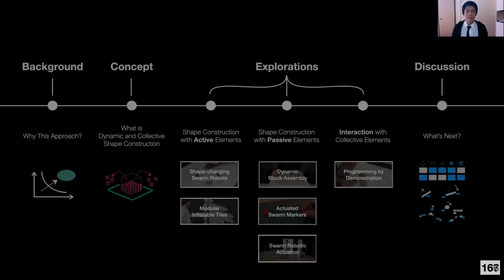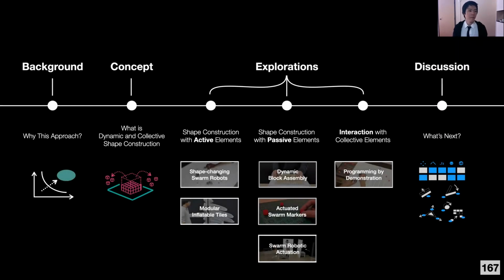So in this talk, I have described the background of why I'm taking on shape construction with collective elements, and I introduced the concept of what dynamic and collective shape construction is. And then I have described my own exploration of the shape construction with the active elements through the shape-changing swarm robots, as well as the modular inflatable tiles. And I described the shape construction with the passive elements, which is demonstrated through dynamic box assembly, actuated swarm markers, and swarm robotic actuation.